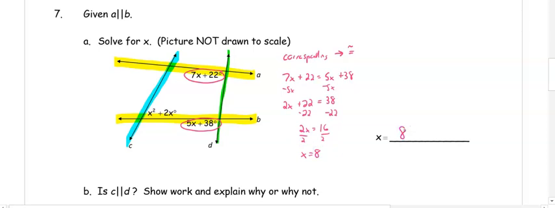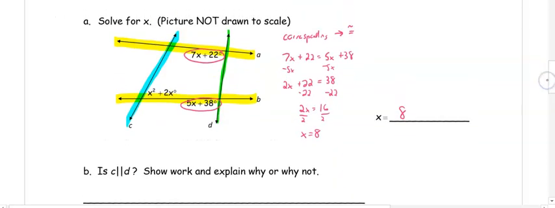Then we want to see, is C parallel to D? Explain why. So we see that on B, there are two angles here, x squared plus 2x and 5x plus 38. So using 8, we want to see their measurements first. So 5 times 8 plus 38 is 78 degrees. 8 squared plus 2 times 8 is 80 degrees.